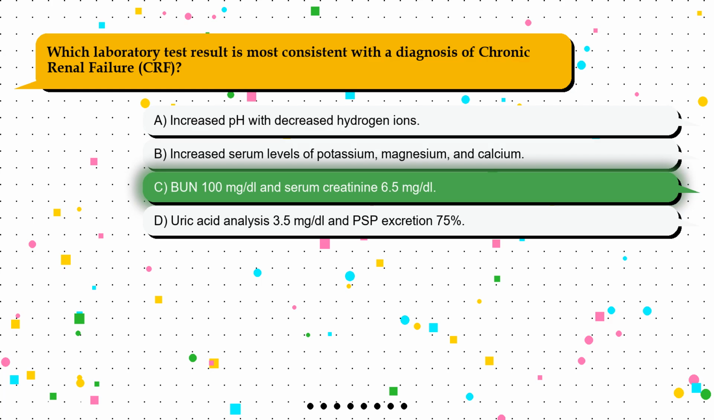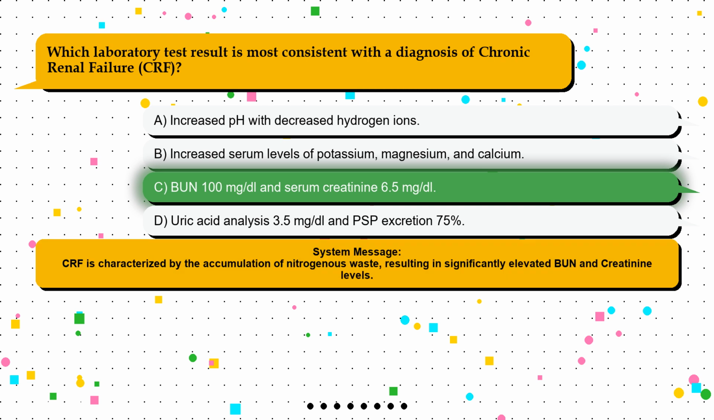The correct answer is option C, BUN 100 mg/dl and serum creatinine 6.5 mg/dl. CRF is characterized by the accumulation of nitrogenous waste, resulting in significantly elevated BUN and creatinine levels.